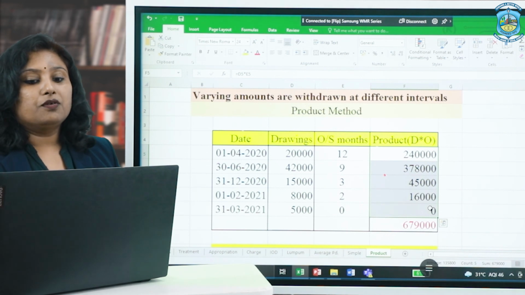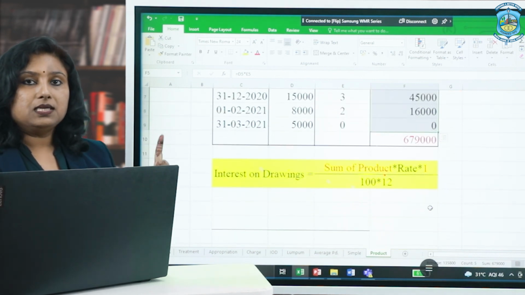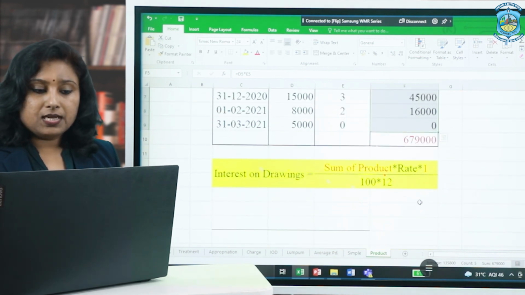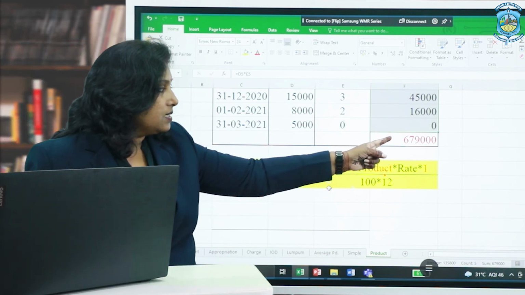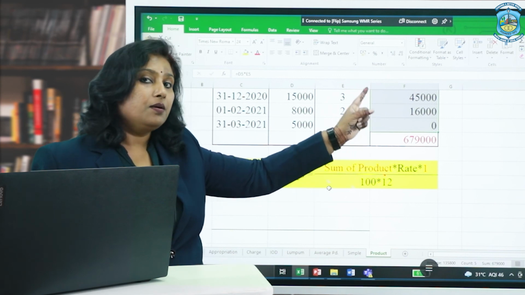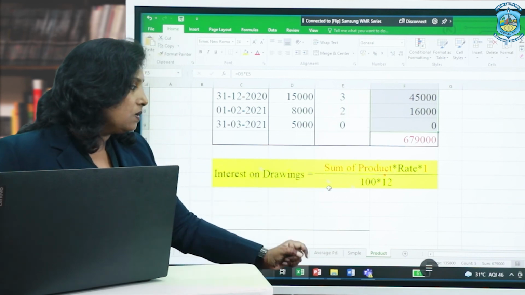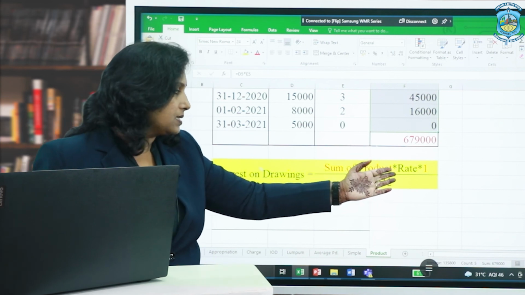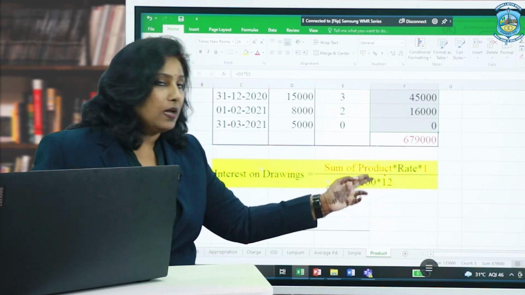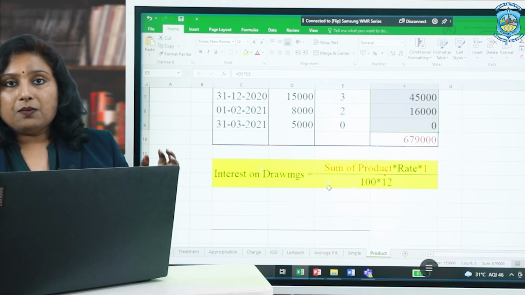Now comes the role of the formula. Now with one single formula, we will calculate the interest. Now the formula for interest on drawing is sum of products, that is summation of the entire products that we have calculated just now, multiplied by rate upon 100, which could be any amount that is given in the question, multiplied by 1 by 12. And by applying this formula, we can quickly get the answer.